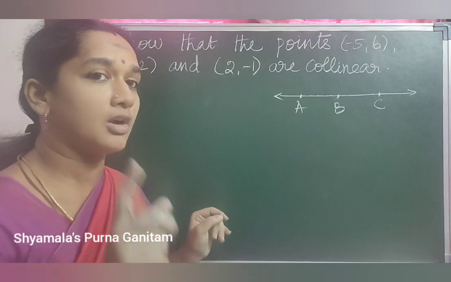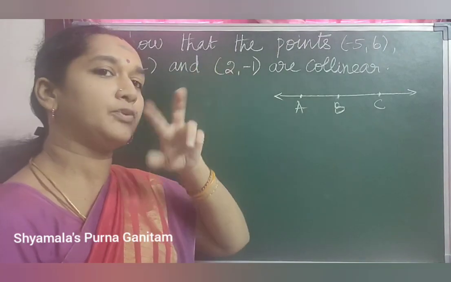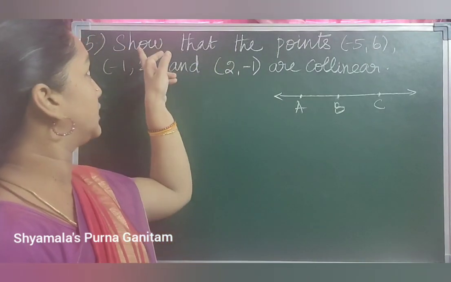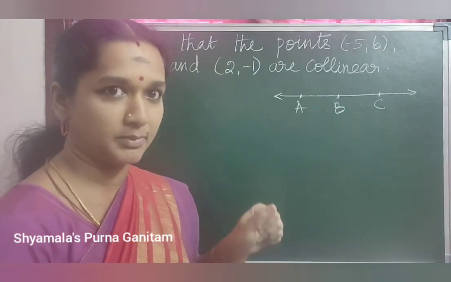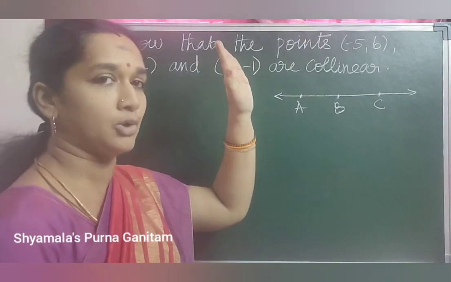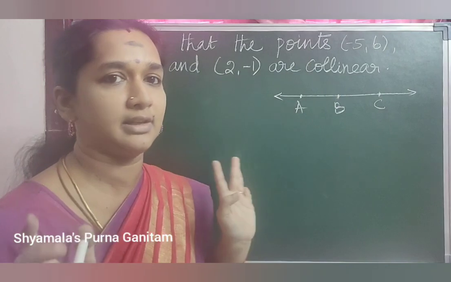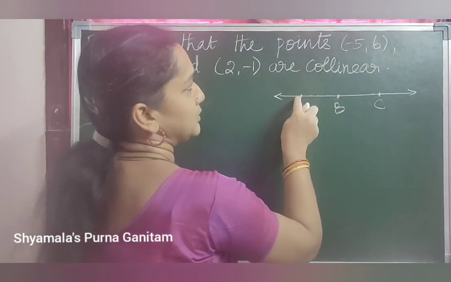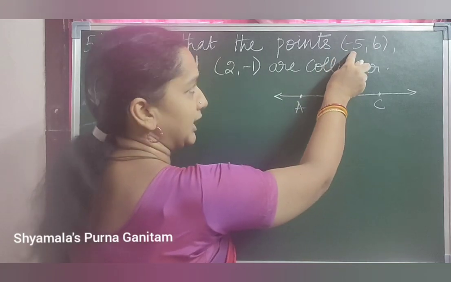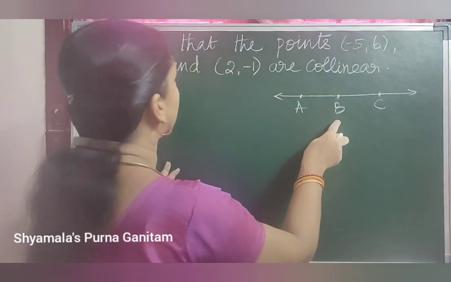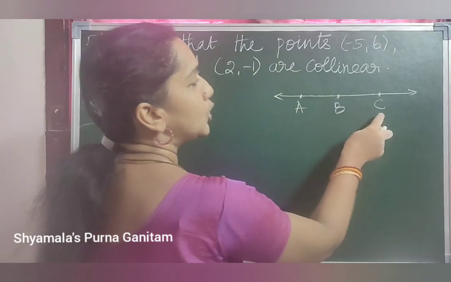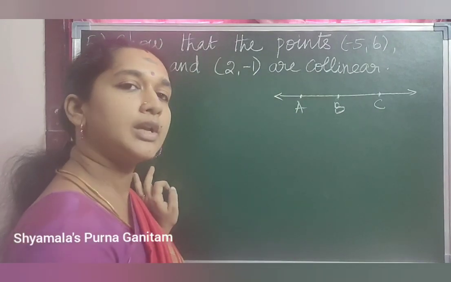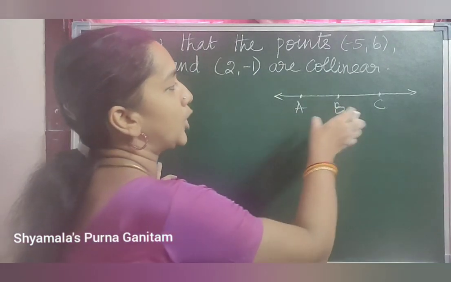Show that. No, you are not asked to just check; there is a lot of difference between them. Here it is given show that, that means definitely it is collinear. Okay, so A, B, C, 3 points are there. One is minus 5, 6, this one I am keeping as A. Minus 1, 2, that is B. And 2, minus 1. So, how can I say that these 3 points are collinear?